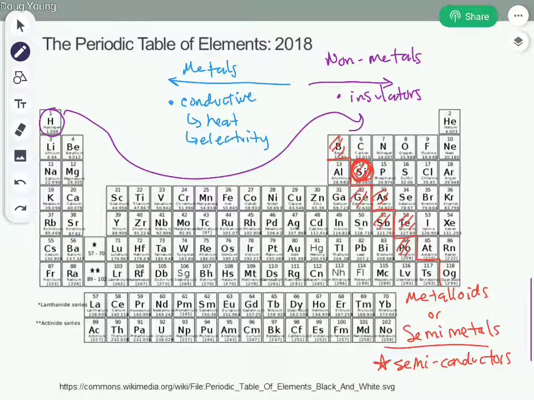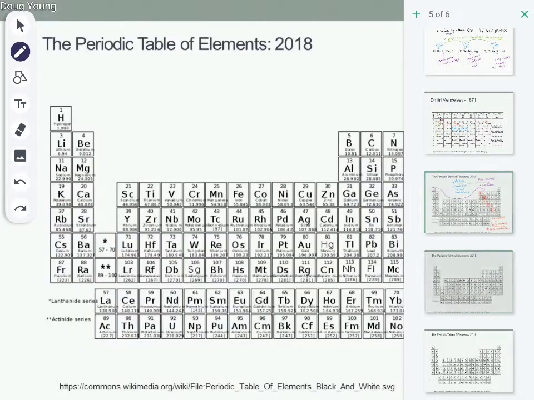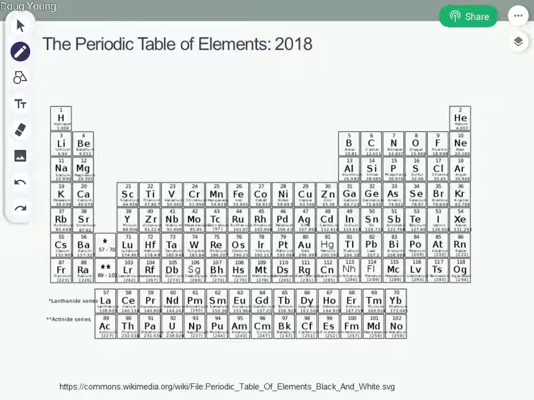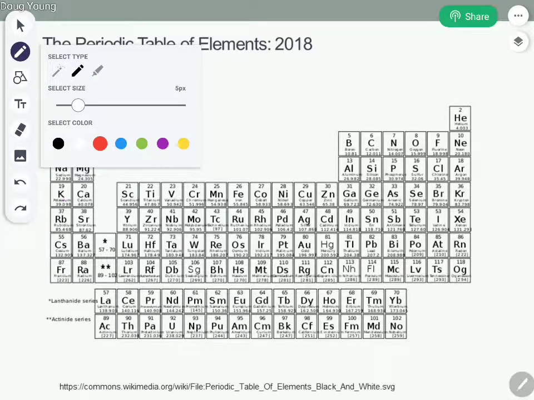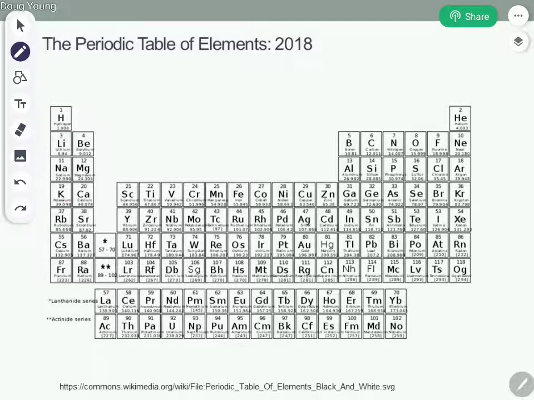So the periodic table can be divided into metals and nonmetals, with a few of them being considered metalloids or semimetals. But they also have more specific groups, more specific names. So let's talk a little bit about the groups and the periods. If I take a look at some of the groups, right, so we have groups, quote-unquote groups. Groups are the columns.